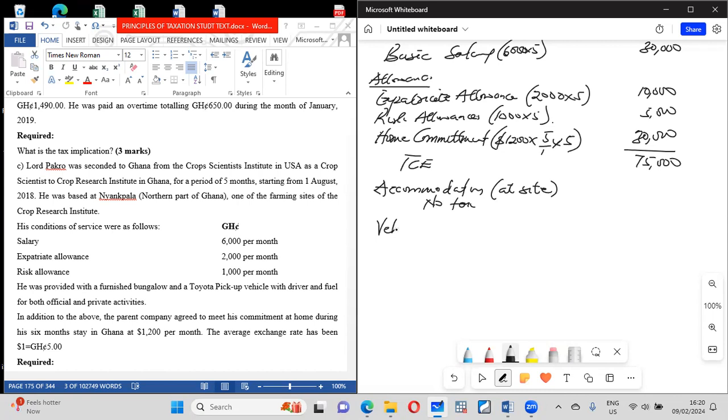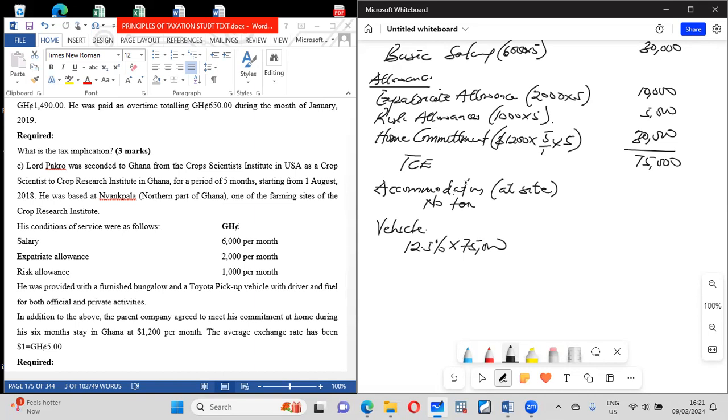Then the vehicle one, what did we say? Vehicle, driver, fuel is 12.5% of the total cash emolument, 12.5. And this is the total cash emolument, so 75,000. So 0.125 by 75,000. Please, as for this thing, you have to memorize it. All right, this driver, food, all those things.